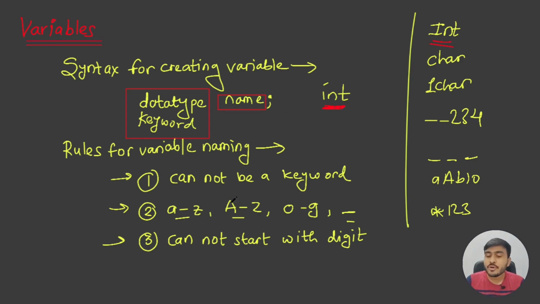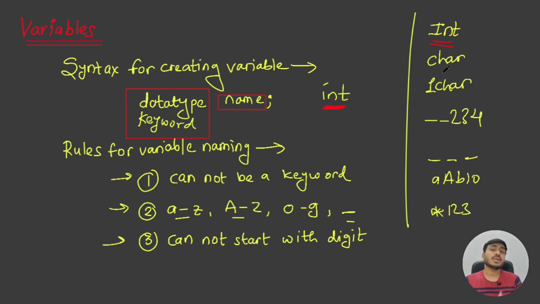Whether it is made from these combinations or whether it contains characters from this set of characters, so answer is yes. It contains characters from the permissible set only. So it also satisfies rule number 2. Now let's see whether it contains a digit or whether it starts with digit. This is rule number 3. So it is not starting with digit. So this is a valid variable name.